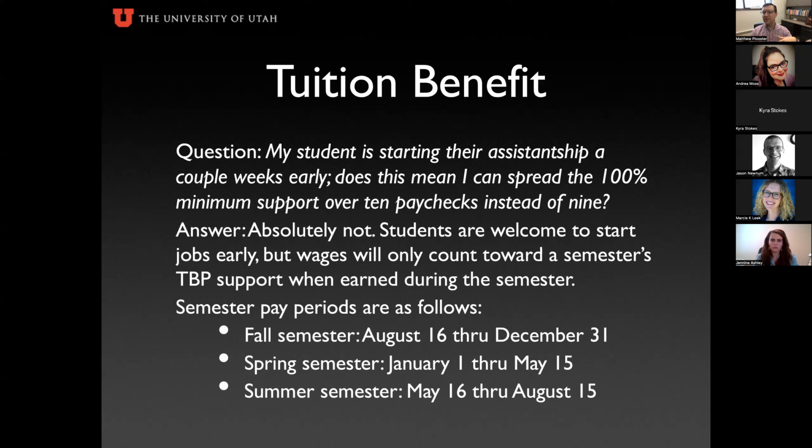And the breakdown is as follows: August 16th through December 31st for fall, January 1st through May 15th for spring, and May 16th to August 15th for summer. So if your student starts working August 1st, a couple days ago, and they're going to be on tuition benefit this fall, their wages will not count towards tuition benefit for the fall semester until August 16th.